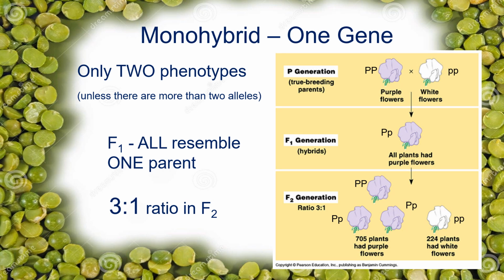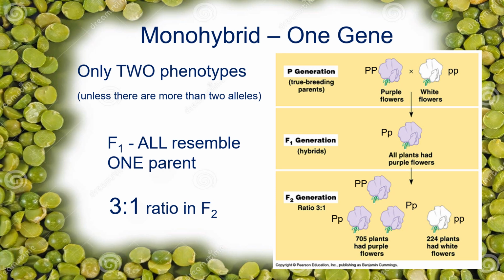Let's start with the simplest case. That would be a monohybrid cross. Mono means one, so we're dealing with one gene, and that gene has two alleles. There could be more, but for our questions, I'm not going to do more than two alleles. The classic example is with Mendel's peas.